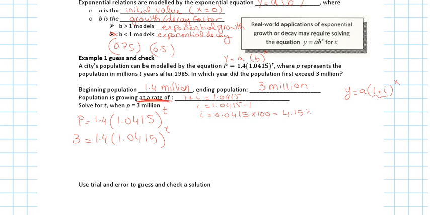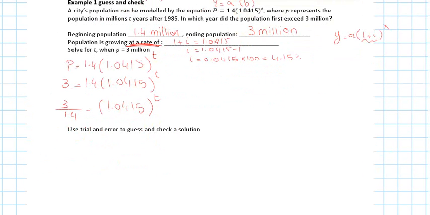What's the first thing you want to do? First of all, you want to isolate as much as possible. So you want to move the 1.4 over, and then you want to divide 3 by 1.4. So what is that? What's 3 divided by 1.4? 2.14? Okay.